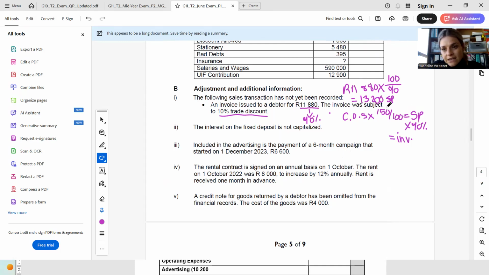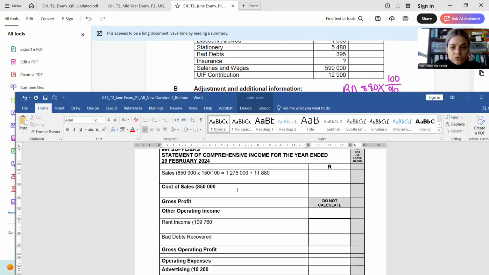And that is the selling price that I got after I applied the markup of 150% on cost. So I'm going to use my 13,200 and I'm going to say 13,200 times 100 divided by 150 because I need the cost of the goods that I sold for this transaction because I haven't recorded the transaction yet. And that is 8,800 that I'm adding onto cost of sales.